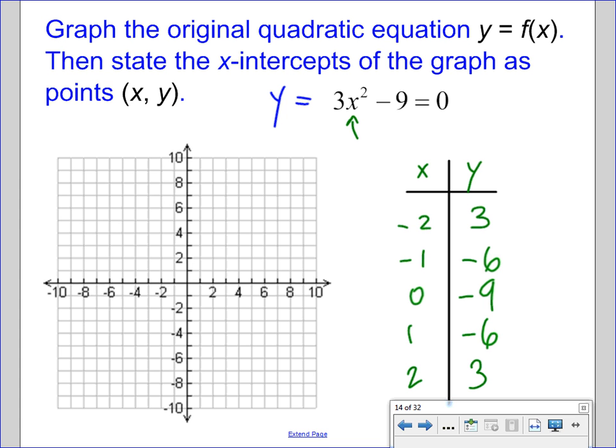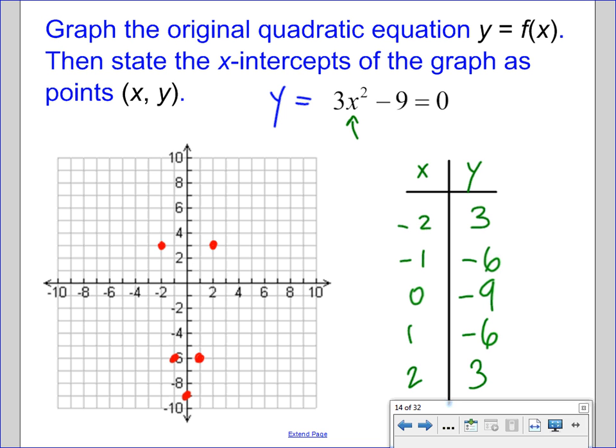All right, guys, let's plot these xy coordinate pairs on our axes and see what it looks like. So -2 comma 3, -1 comma -6, 0 comma -9, 1 comma -6. Do you guys start to see the bowl shape? 2 comma 3.